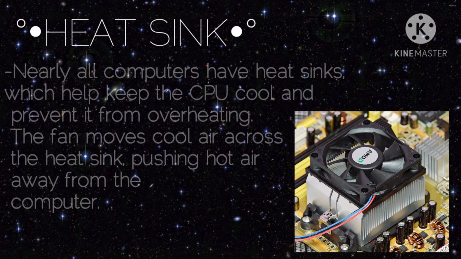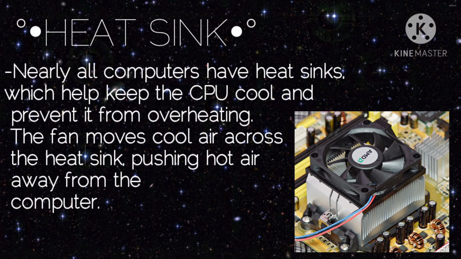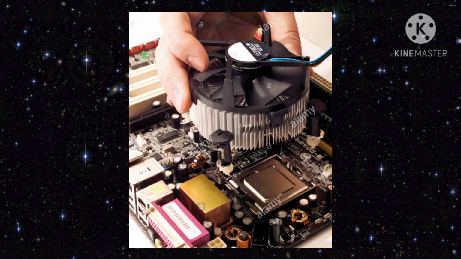Heatsink. Nearly all computers have heat sinks, which help keep the CPU cool and prevent it from overheating. The fan moves cool air across the heatsink, pushing hot air away from the computer. It is located on top of the CPU or Central Processing Unit.